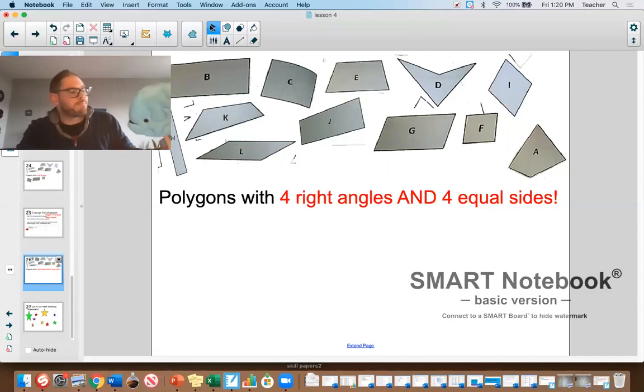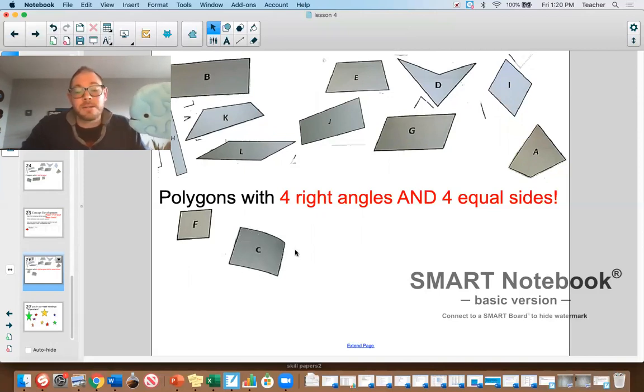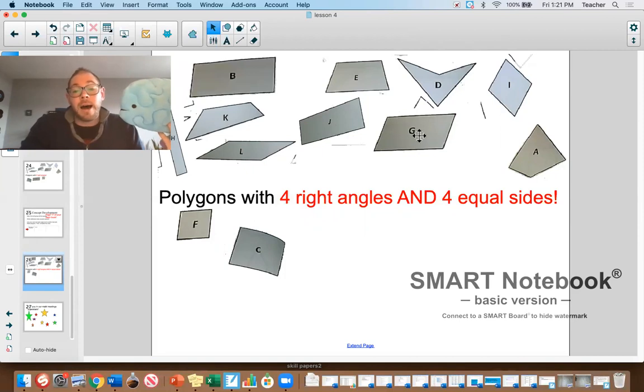All right, brain. Let's see. I know F has four equal sides and four right angles. So I know F is a square. C is a square because it has four equal sides and four right angles. Brain, do you see any of the squares here? Nope, not at all. I don't see any more either. I see a lot of rectangles. B is a rectangle. G is a rhombus, which means it's like a rectangle that's leaning.